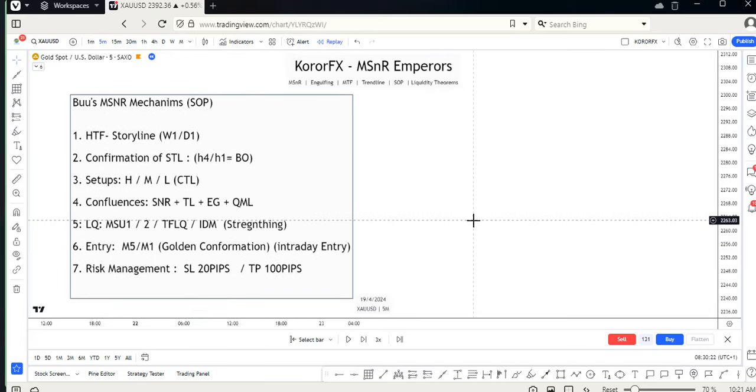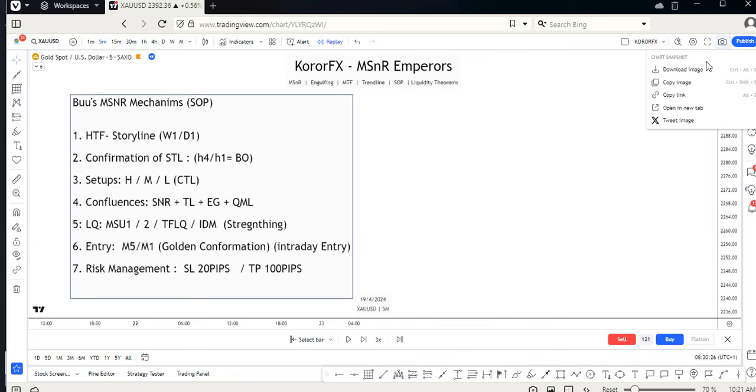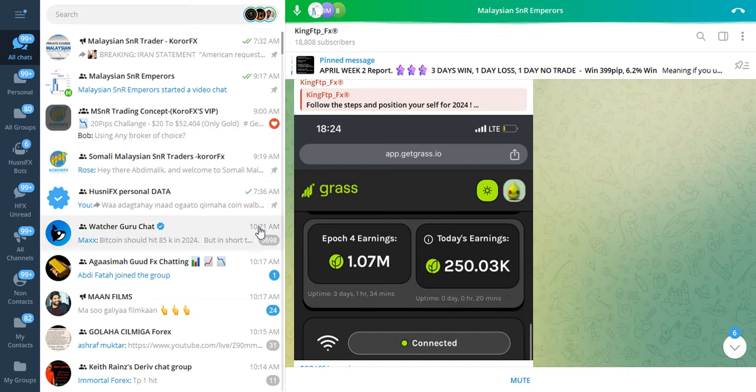Can I take a picture and then send it to you? Yeah, that'd be good. Look at this information every time you're trading.